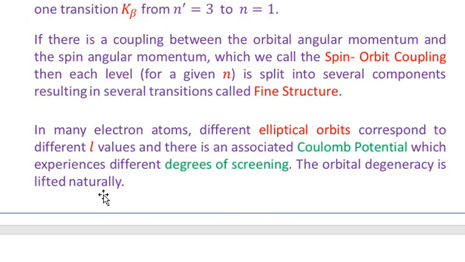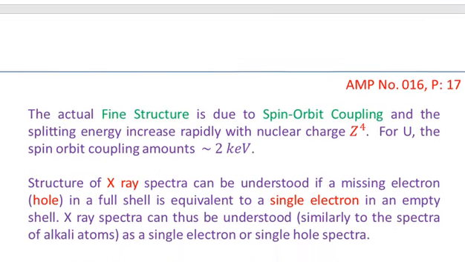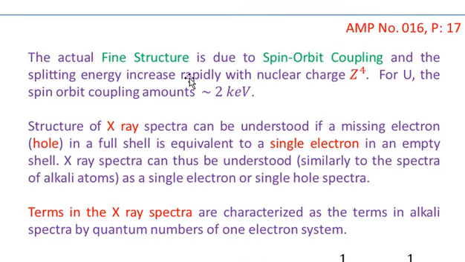That is, the energy of the electron in different orbits now becomes dependent upon the value of the quantum number L. And this is because of the degree of screening, and I have discussed this in much greater detail in one of the previous lectures. The actual fine structure is due to spin orbit coupling.